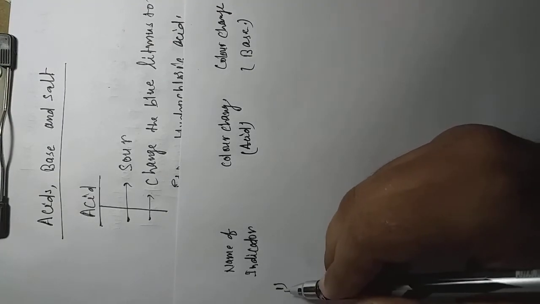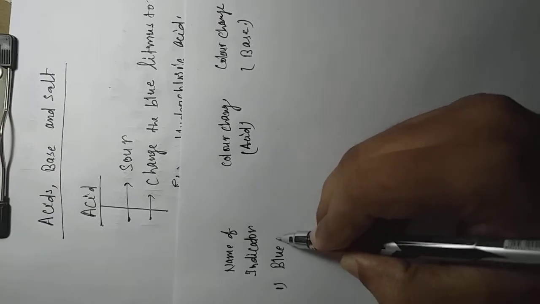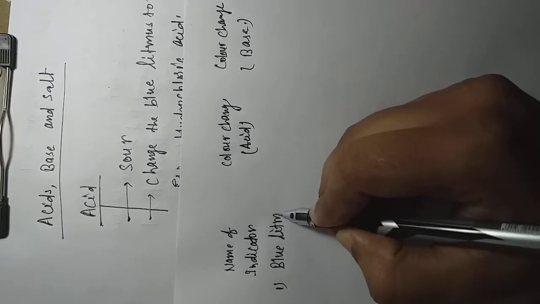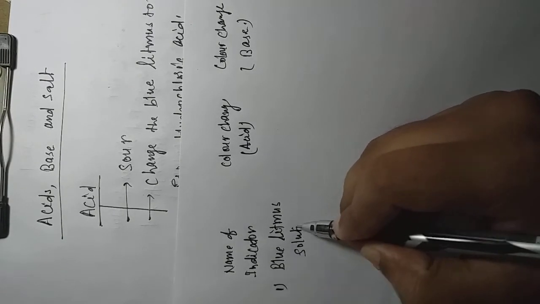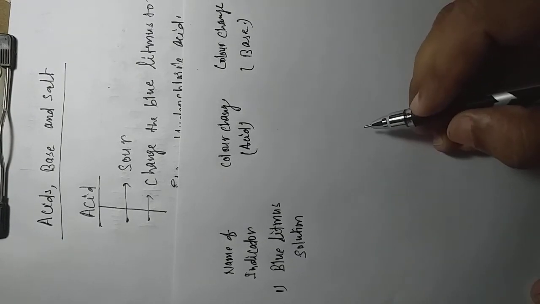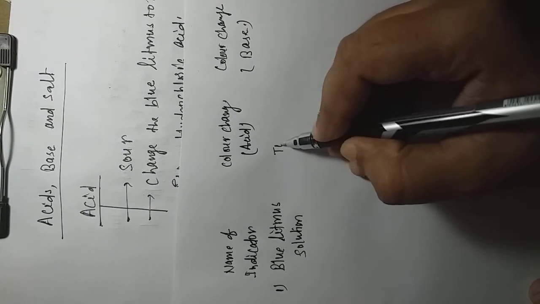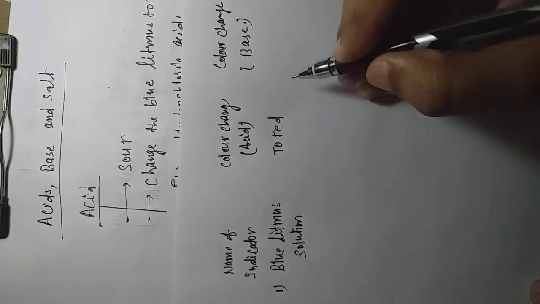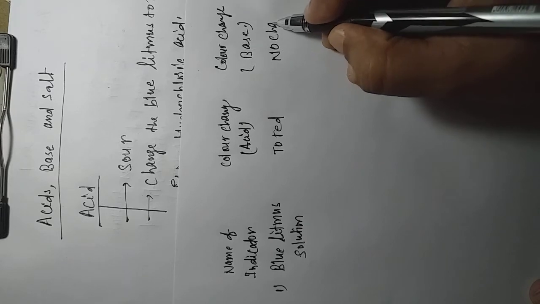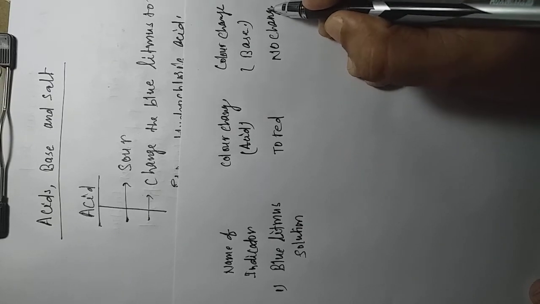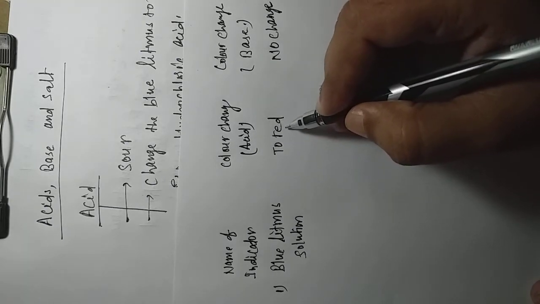First we are going to discuss blue litmus solution. When it is an acidic substance, it changes to red. It turns to red, and in base there is no change, right? The change in color is when it is an acidic substance, its color is going to change to red.